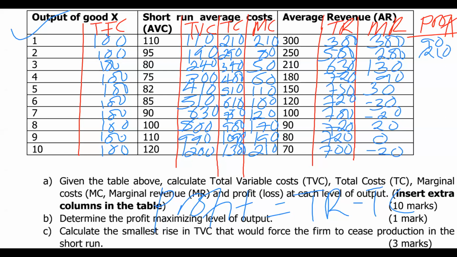And 630 minus 340 is 290. And 720 minus 400 is 320. So that 750 minus 510 can be 240. And 720 minus 610 is 110.